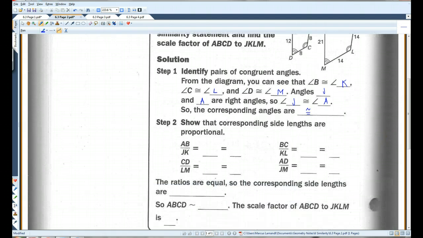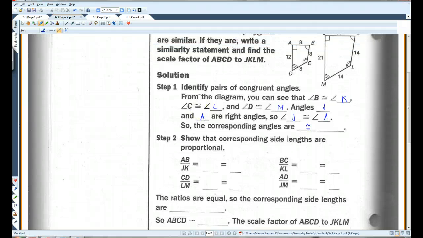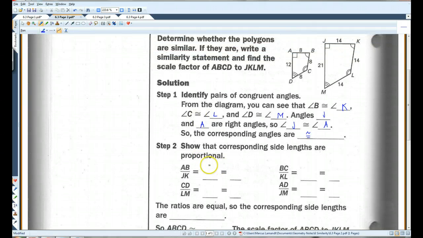Now we just need to show that the corresponding side lengths are proportional. AB over JK is 8 over 14. I'll divide top and bottom by 2. I have 4 over 7. BC over KL, also 8 over 14. CD over LM, once again, 8 over 14. AD over JM, this one is 12 over 21. So I'm going to divide by 3. And I've got 4 over 7.